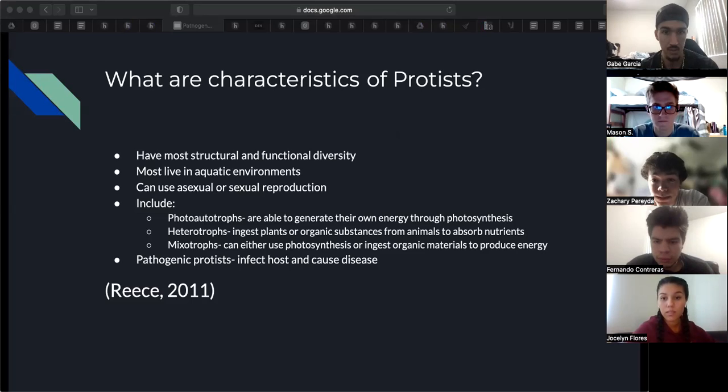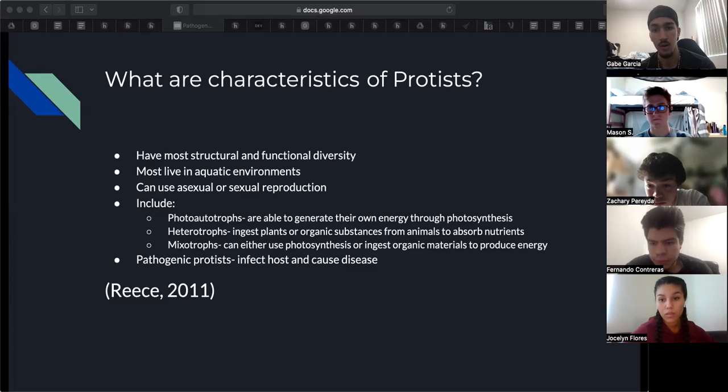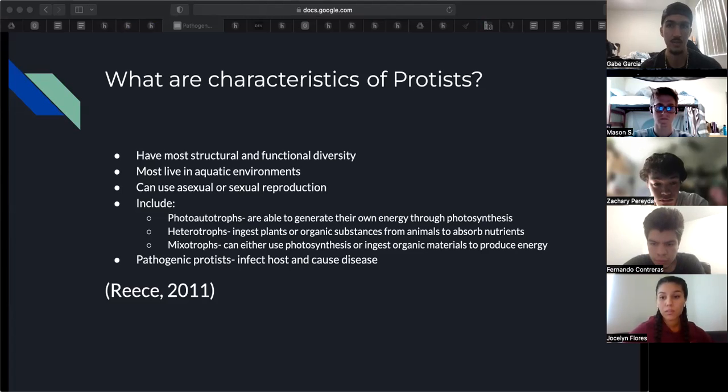Protist photoautotrophs are able to generate their own energy through photosynthesis. Protists that are heterotrophs ingest plants or organic substances from animals to absorb nutrients, and protists that are mixotrophs can use either photosynthesis or ingest organic materials to produce energy. Pathogenic protists will enter the host and feed on nutrients within the host in order to grow and eventually reproduce. Pathogenic protists are also known to cause harmful diseases within the host.